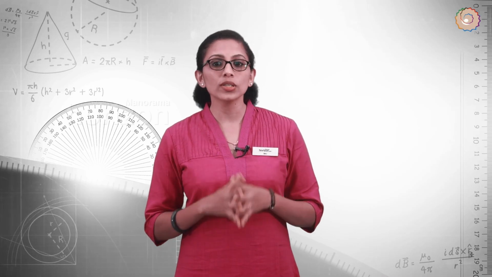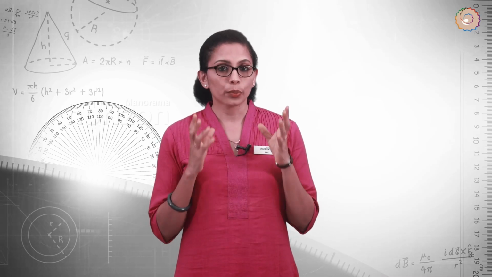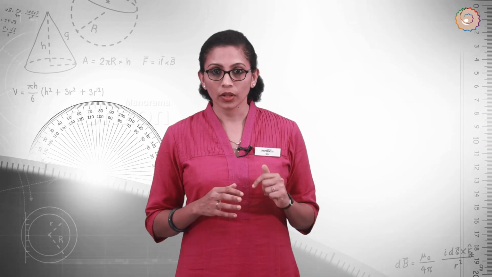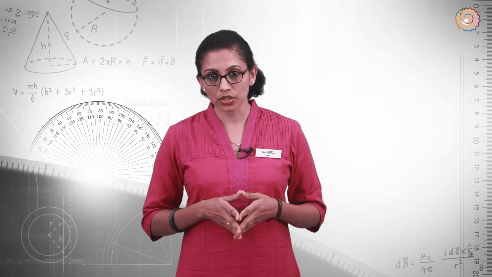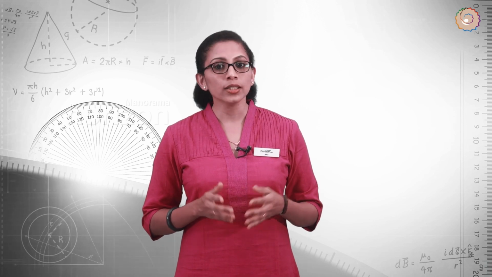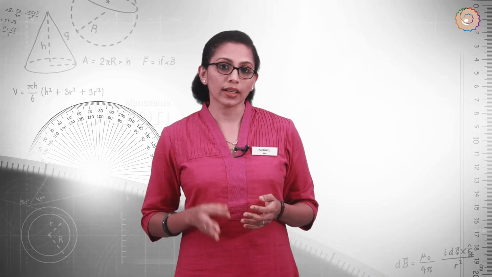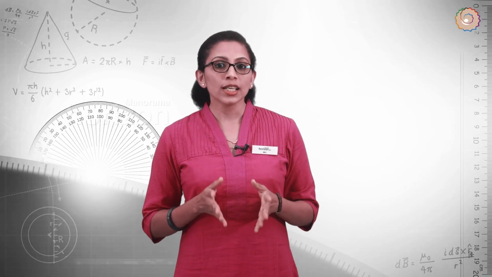Let's see what are the tools required. We need a protractor, a compass and a graduated scale. In this section, we have to deal with some basic constructions. We need to construct angle bisector, perpendicular bisector, a 60-degree angle. Let's discuss the angle bisector and then we will see its construction.